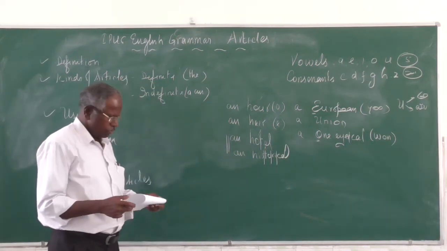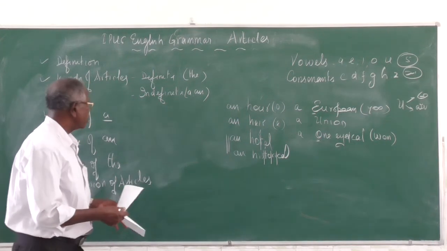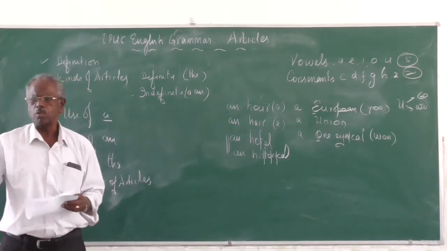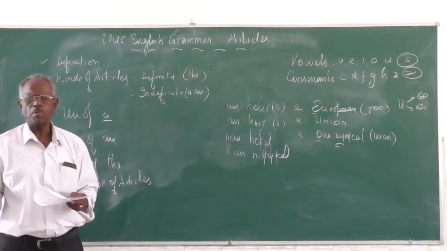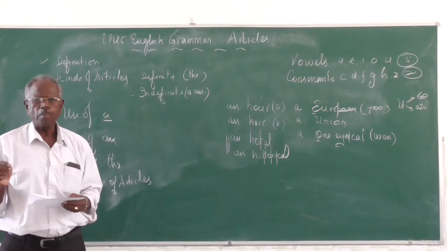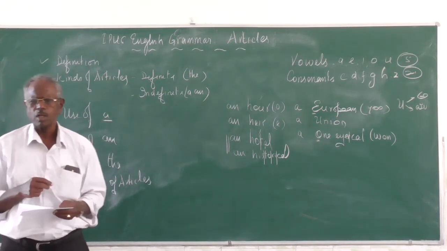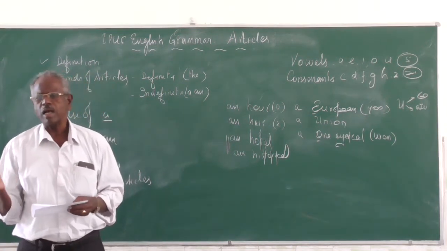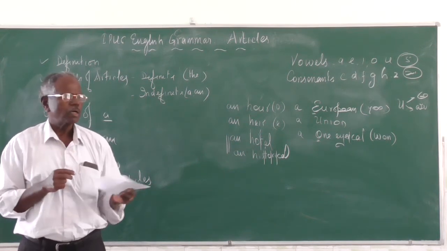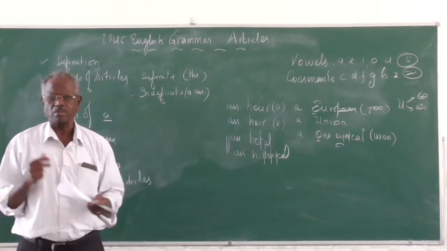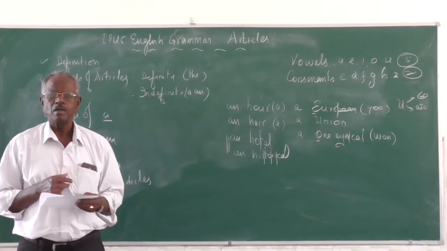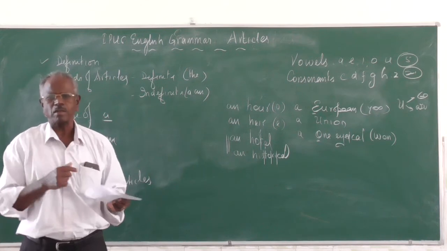Next is use of the. The is used before a common noun, any common noun: the book, the boy, the girl, the tree. Second, before a proper noun used as a common noun. Sometimes we use a proper noun. For example, one of the students is very good in acting. So we say, hey, he is the Rajkumar of our class. That means he is not Rajkumar, he is a good actor.